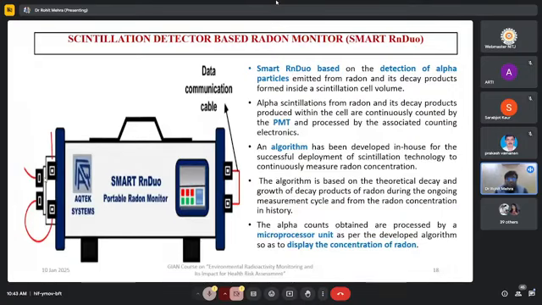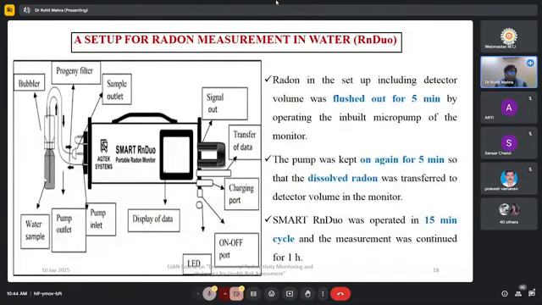It has been indigenously developed by the BRC people, and this is a similar type of detector where we are using scintillations and counts, which I have already discussed in my previous lecture, for measurements based on radon. The algorithm has been developed in-house by the BRC people. And this is how it is set up and works.